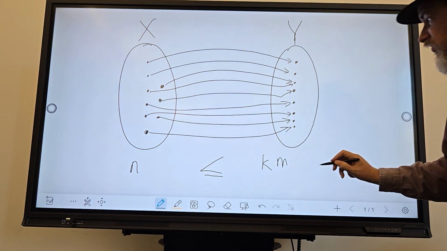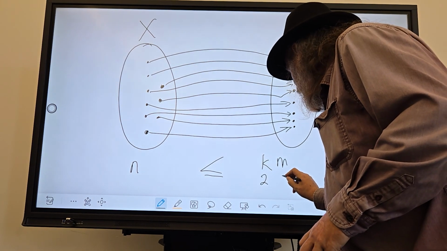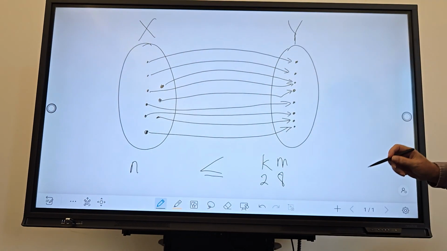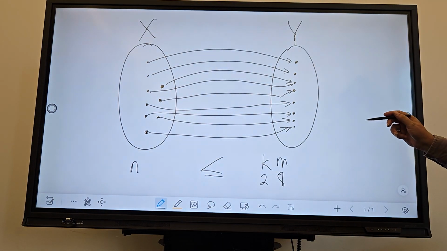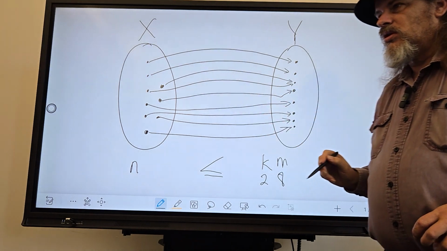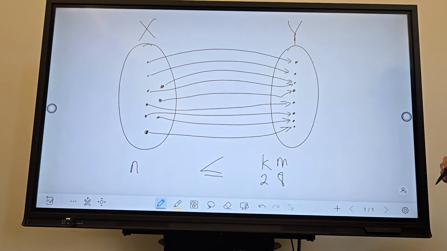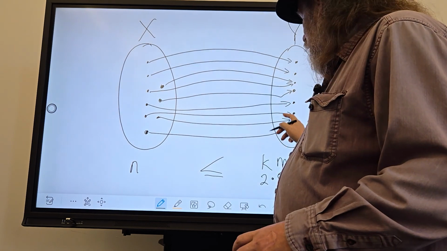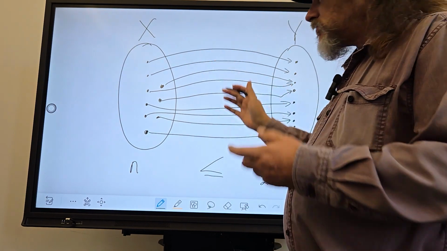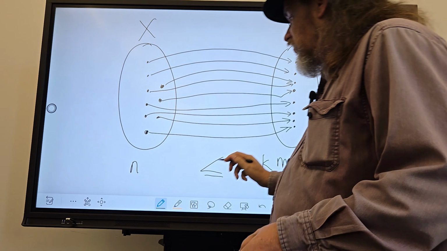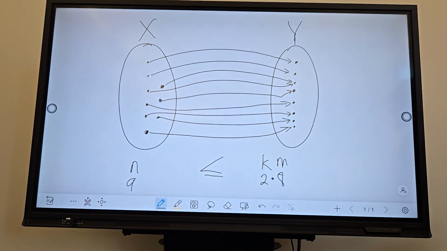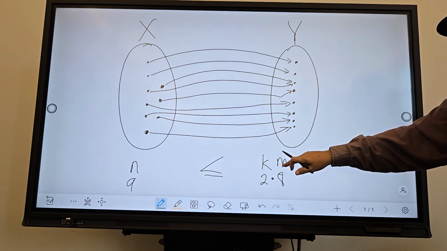In this case, k is 2, and this is 8 and 8. It's the maximum number of mappings from Y to X. And this, 2 times 8, k is 2, because that's the maximum number of k. M is 8, the number of elements, and this is 9. So it holds true that n is less than or equal to the maximum number of.